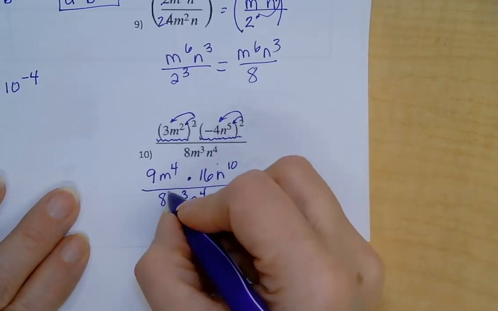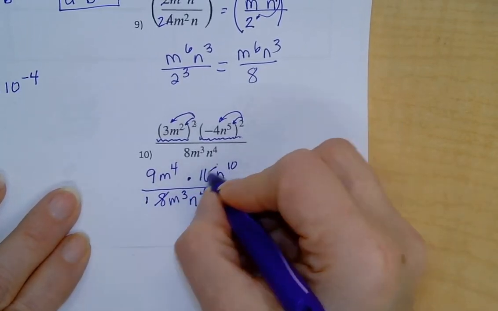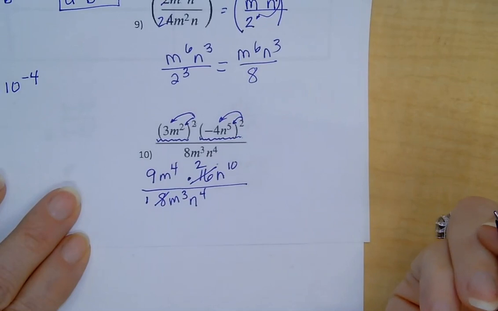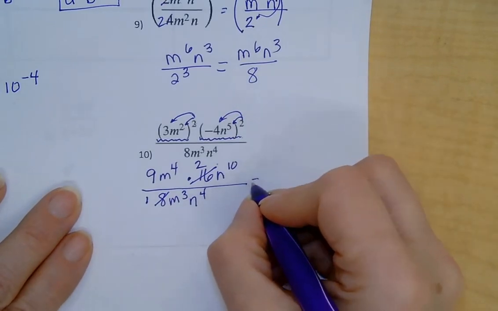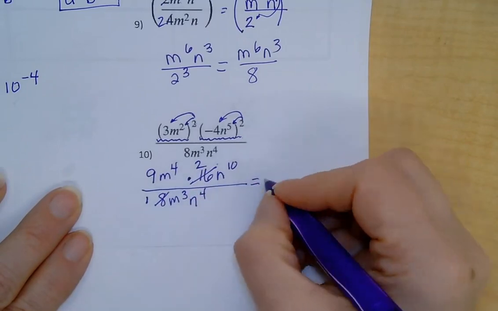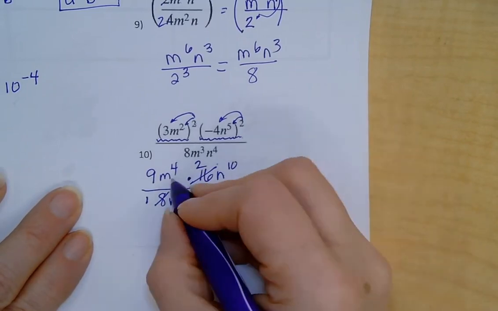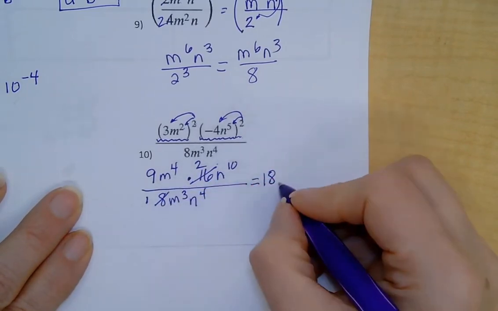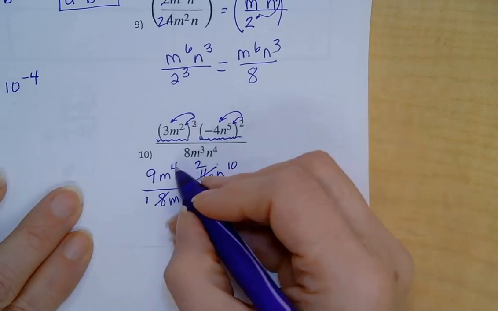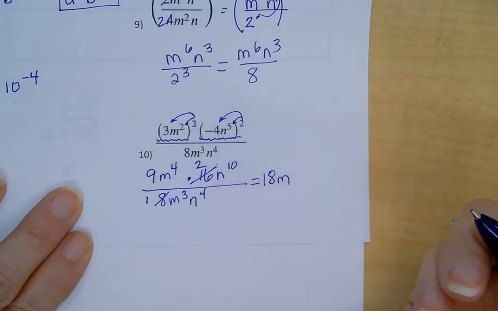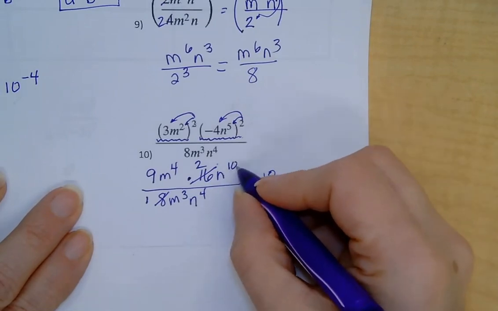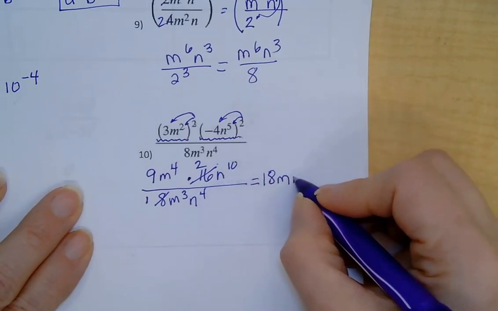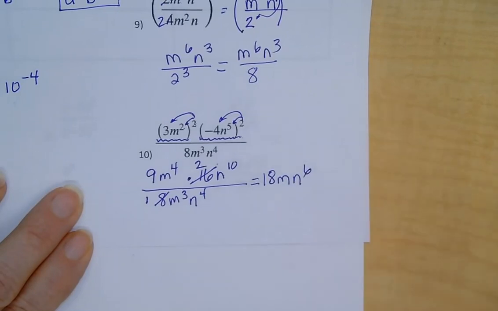I'm super lazy, so I'm going to say 8 goes into 8 one time, and 8 goes into 16 two times, canceling out where I can. Okay, so I know I have 9 times 2 is 18. M to the 4th over m to the 3rd gives me just m to the 1. 4 minus 3 is 1, and I stay in the numerator. N to the 10th over n to the 4th is n to the 10 minus 4, so it's n to the 6.